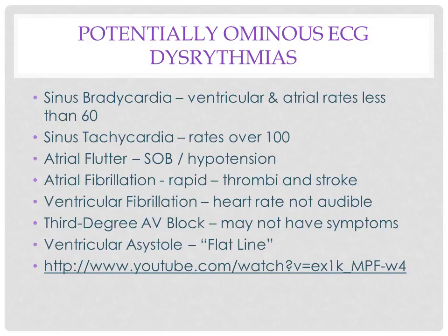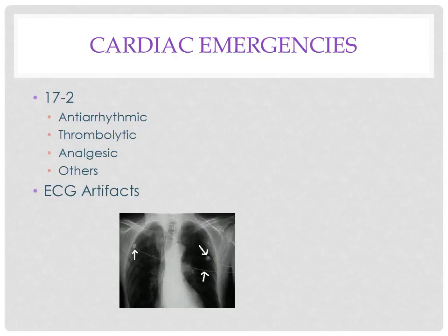Atrial flutter. Symptoms are SOB or hypotension. Atrial fibrillation, rapid thrombi or stroke. Ventricular fibrillation, heart rate not audible. Third degree AV block, may not have symptoms. Ventricular asystole. Cardiac emergencies. You can also see examples of this in 17-2 in your book. Antiarrhythmic, thrombolytic, analgesic, and others. And below are ECG artifacts that you can see.